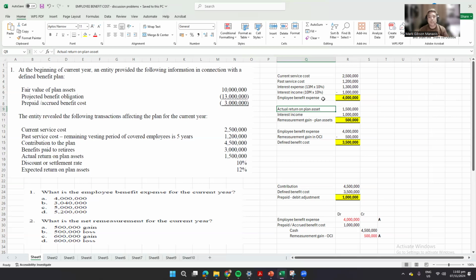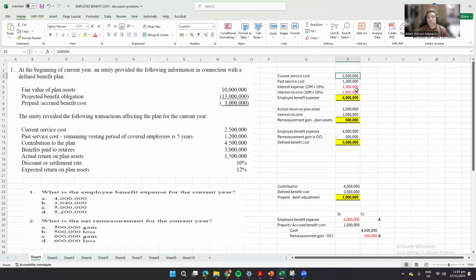So, kunin lang muna natin class. So, current service cost, how much? 2.5 million. So, that's given. Next, past service cost also given for 1.2 million. Now let's calculate for our interest expense. Interest expense is simply your projected benefit obligation of 13 million multiplied by the discount or settlement rate of 10%. So we get 1.3 million pesos. For interest income naman, it will be the fair value of the plan assets, that's 10 million multiplied by 10%, the discount or settlement rate. So it's a reduction.